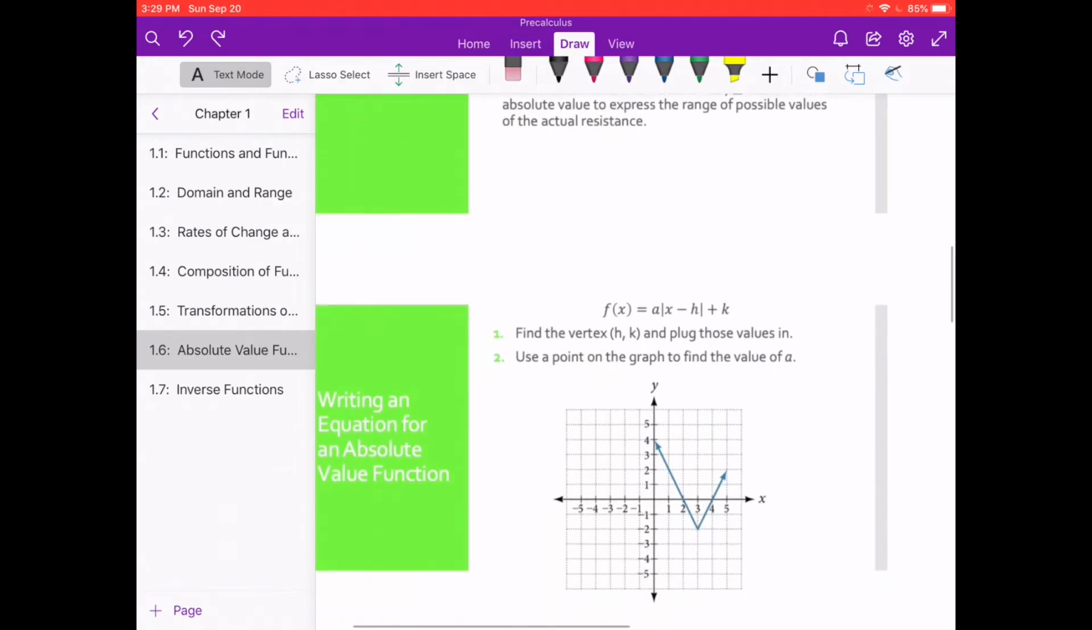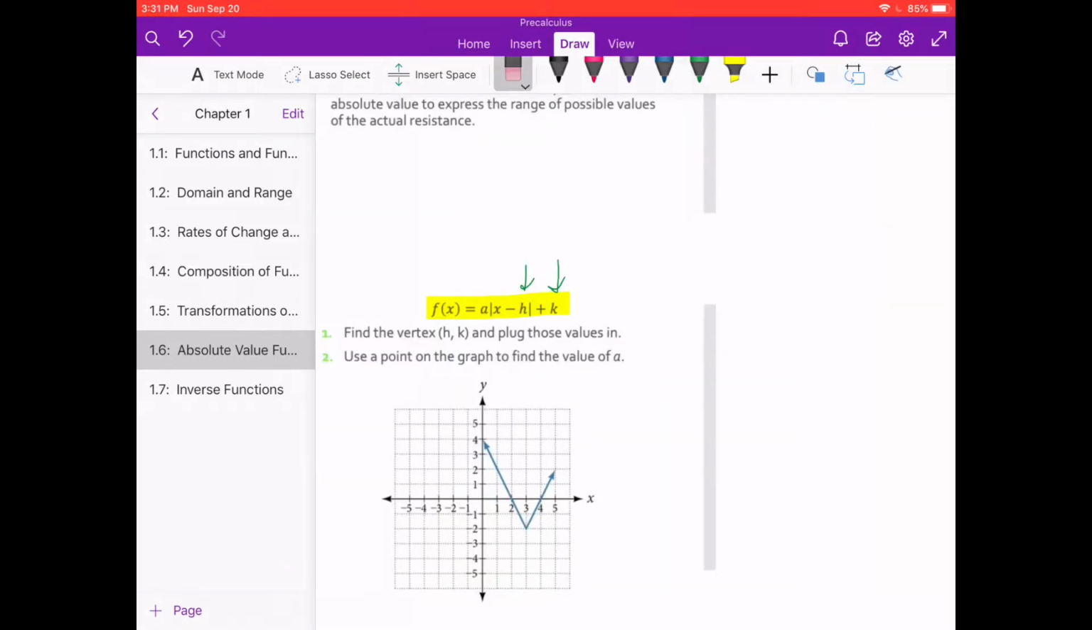Now, writing an equation for an absolute value function given a graph. Right here we have the base function, and then we have to find our values. Find the vertex, h, k, and plug those values in. Notice we have an h here and a k here. Those represent our horizontal and our vertical shift. And then we're going to use a point on the graph to find the value of a.